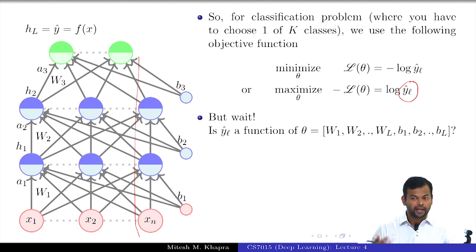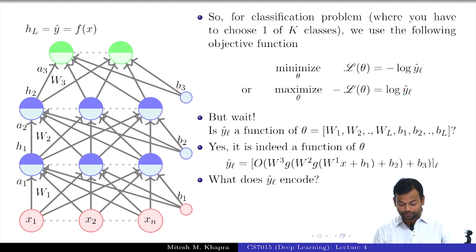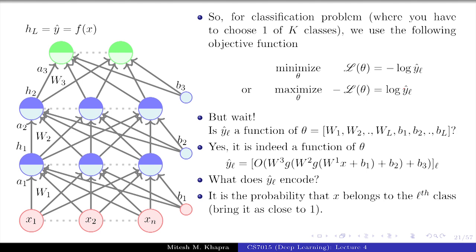okay? Hence, this quantity is also known as the log of the data. You're all good at fill in the blanks. Okay, so y hat L is the probability of the x belonging to the lth class, and because it's the probability, it's the likelihood, it's called the log likelihood of the data. Okay, is that clear? Okay, so what have we done so far?